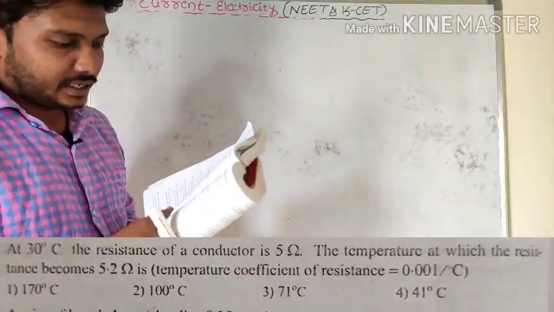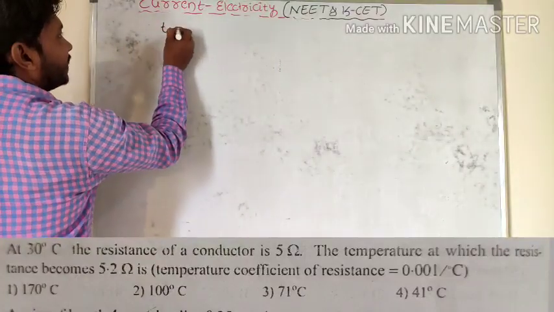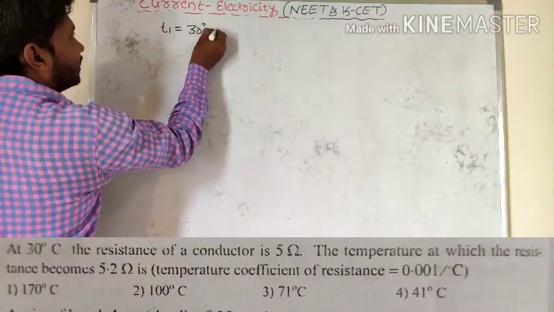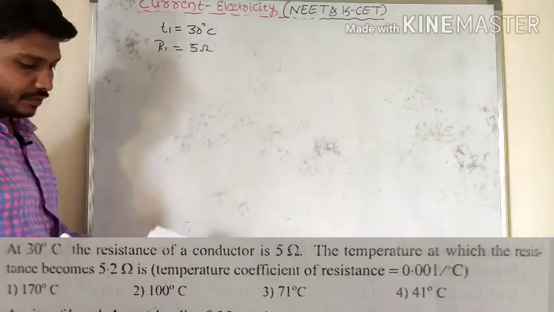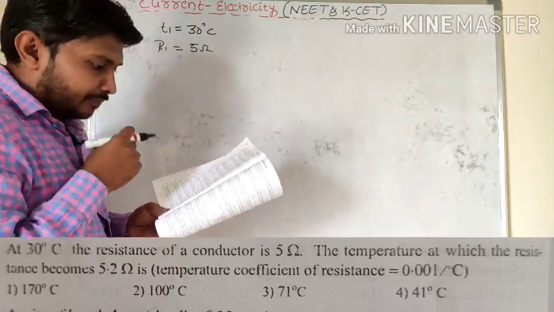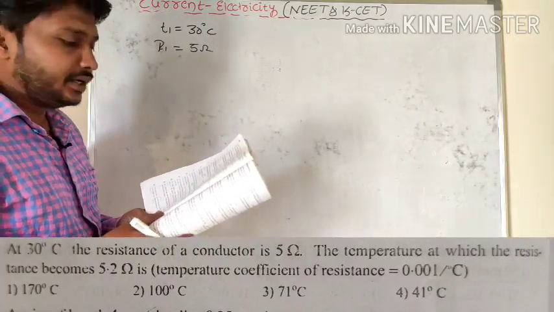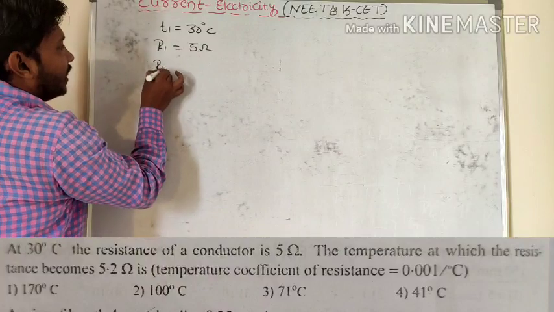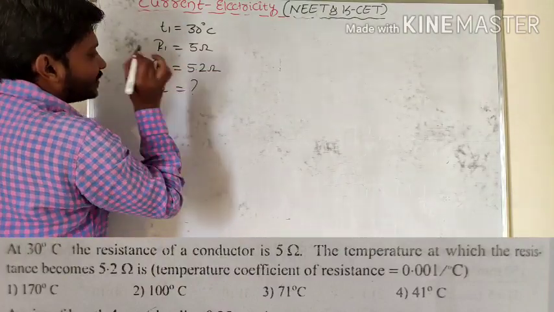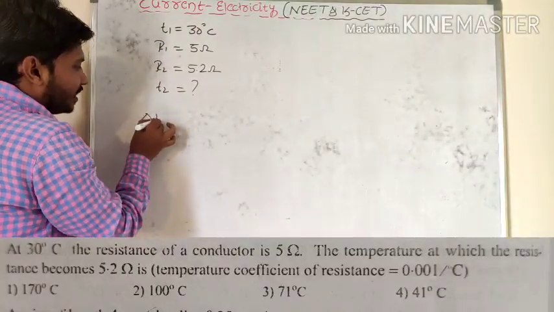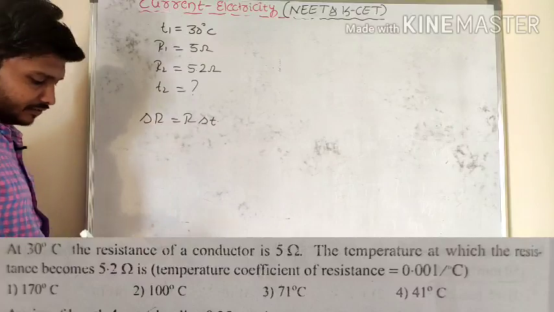At 30 degrees Celsius, the resistance of the conductor is 5 ohm. What is the initial temperature here? At 30 degrees Celsius, the initial resistance of the conductor is 5 ohm. The temperature at which the resistance becomes 5.2 ohm is asked. So in order to make the resistance 5.2 ohm, how much change in resistance is required? So delta R is equal to what? R into alpha into delta T, I said.